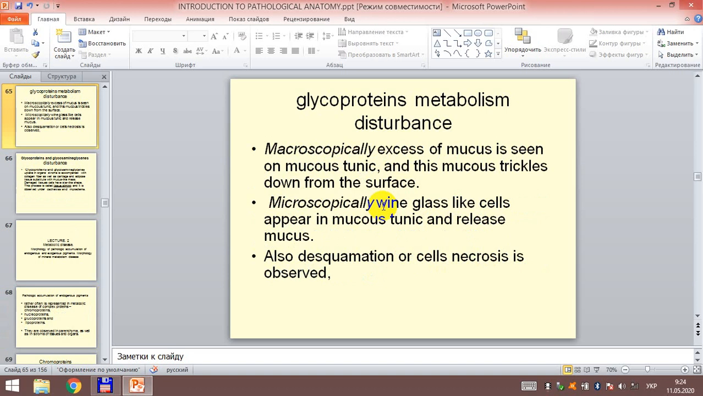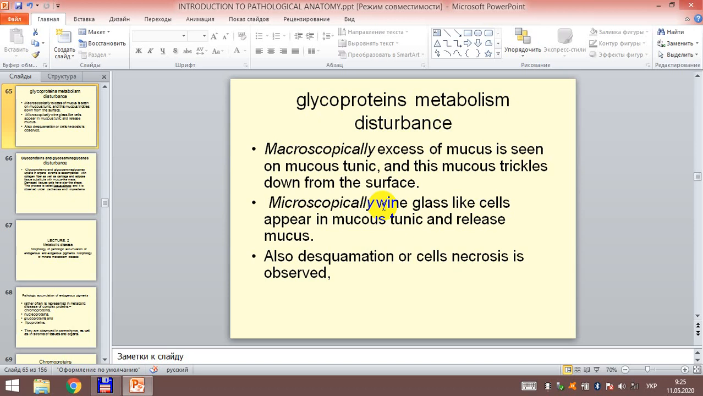Also, glycoproteins metabolism disturbance has the following signs. Macroscopically, excess of mucus is seen in mucous tunic, and this mucus trickles down from the surface. Microscopically, wine glass-like cells appear in mucous tunic and release mucus. Also, desquamation or cell necrosis is observed.